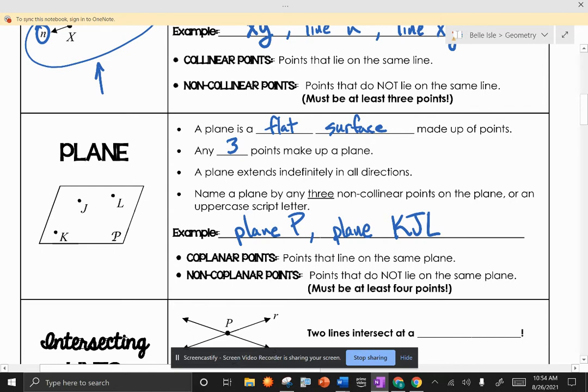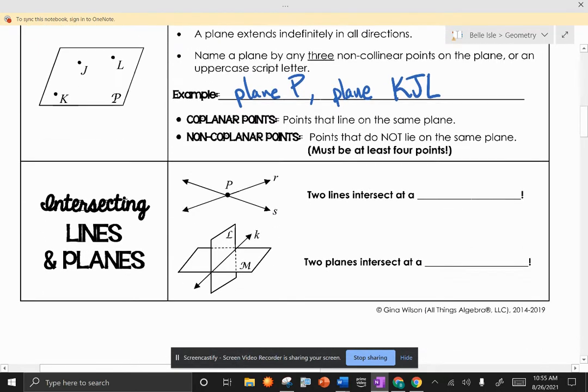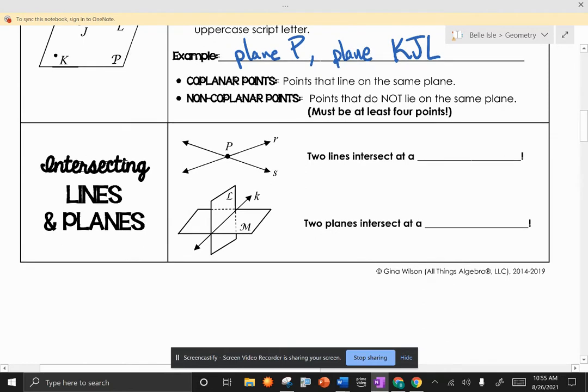Coplanar points are points that line up on the same plane. Non-coplanar points, obviously, are points that do not lie on the same plane. Like it's the same as last time. Yes, so that's a typo. I should say lie. Okay. Points that lie on the same plane.